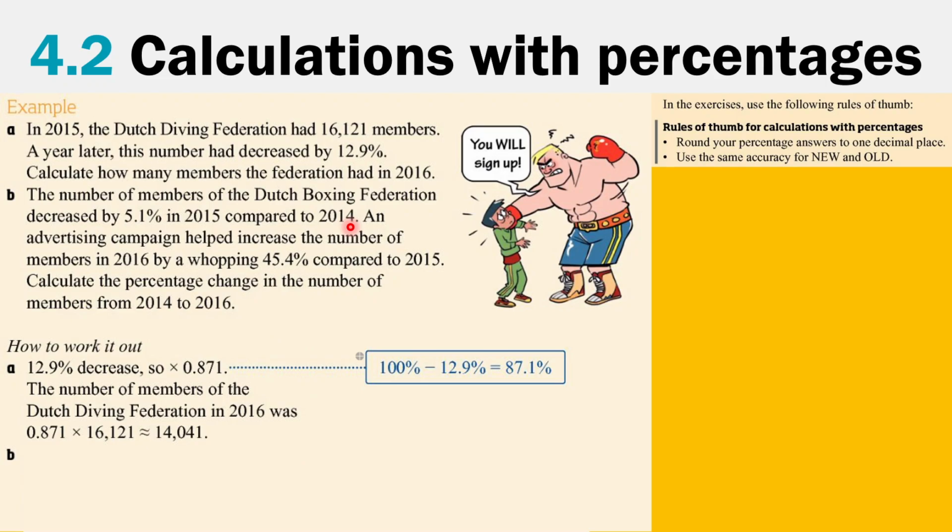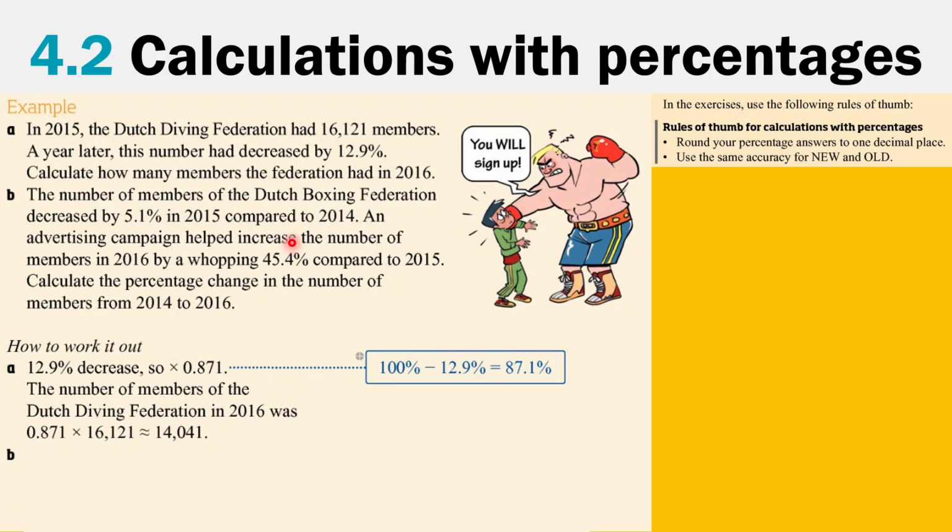The number of members of the Dutch Boxing Federation decreased by 5.1% in 2015 compared to 2014. And then they started an advertising campaign, and the numbers increased with a whopping 45.4%. Now calculate the percentage change of the numbers. Watch what they ask here. They don't ask you anything about numbers. They just ask you the percentage change. So what you're going to do is work only with the percentages. I don't have to work with numbers here.